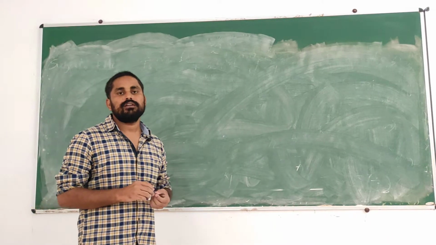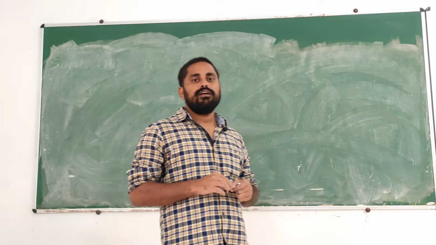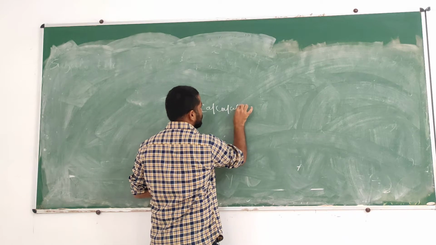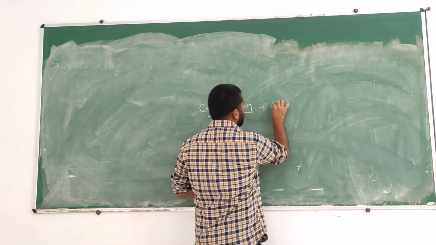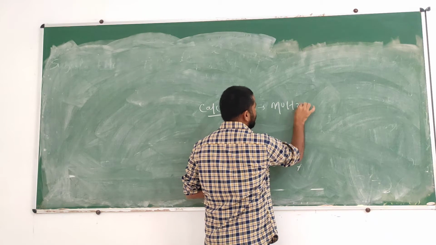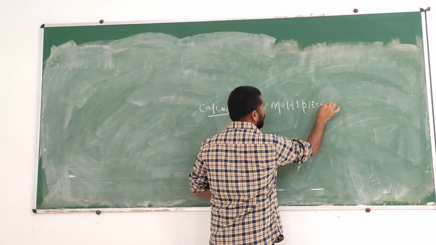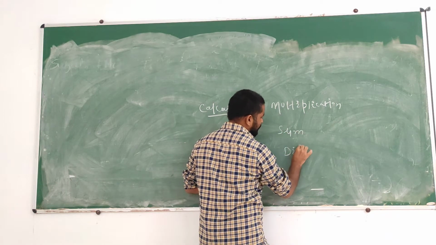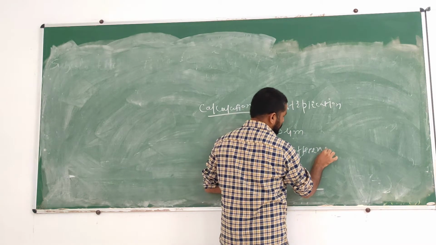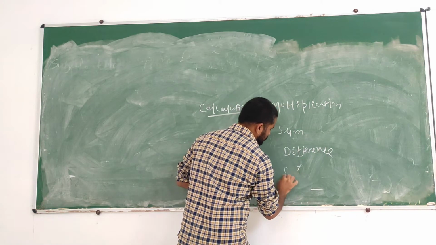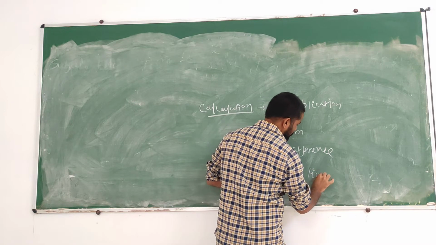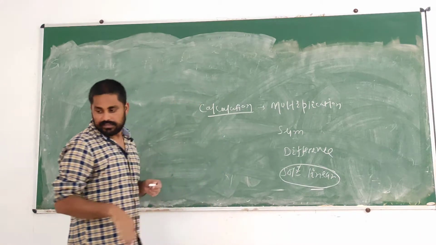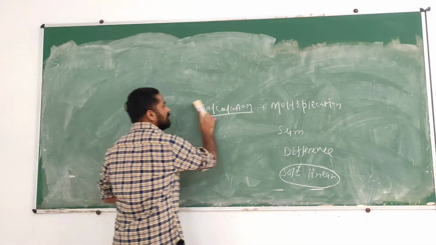Today we are going to learn something about the operational amplifier, that will be the calculation part. The calculation part includes the multiplication, sum, difference, and lastly nothing but solution of linear equation. We are going to see all this in this lecture. Now starting with the multiplication.